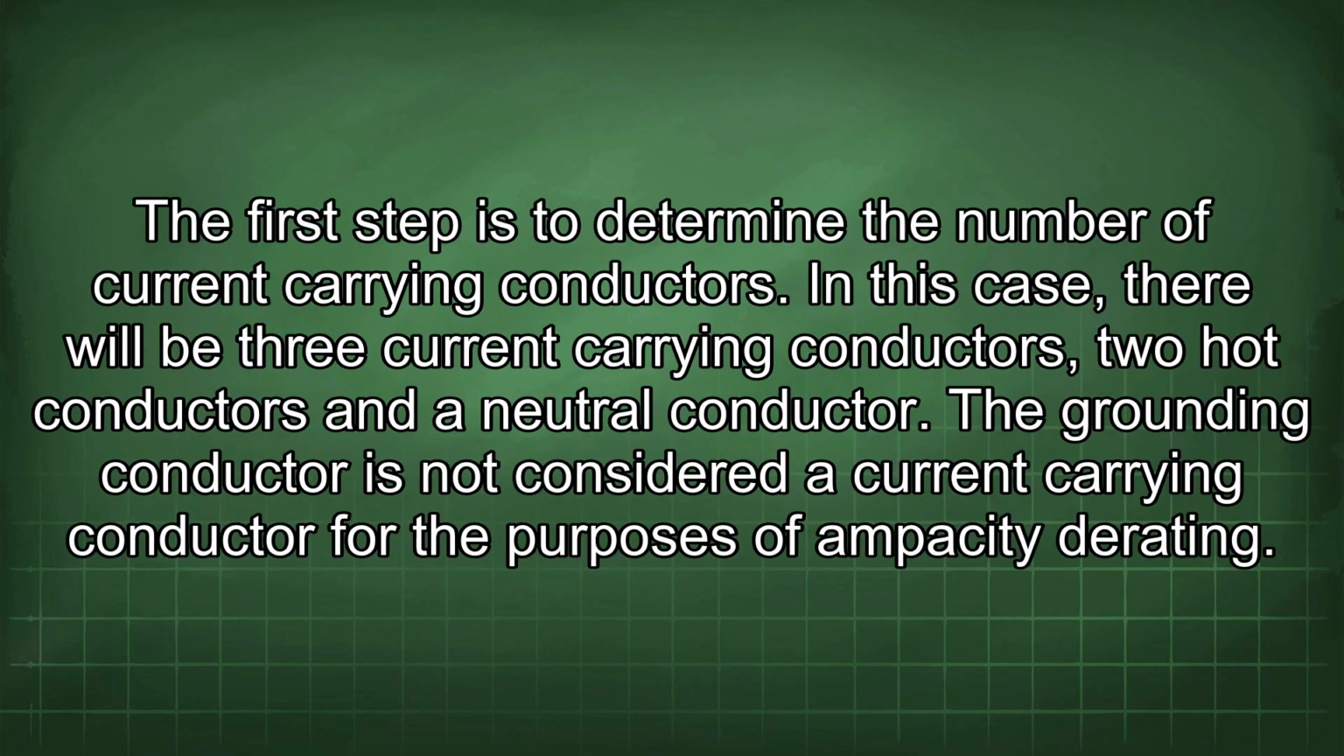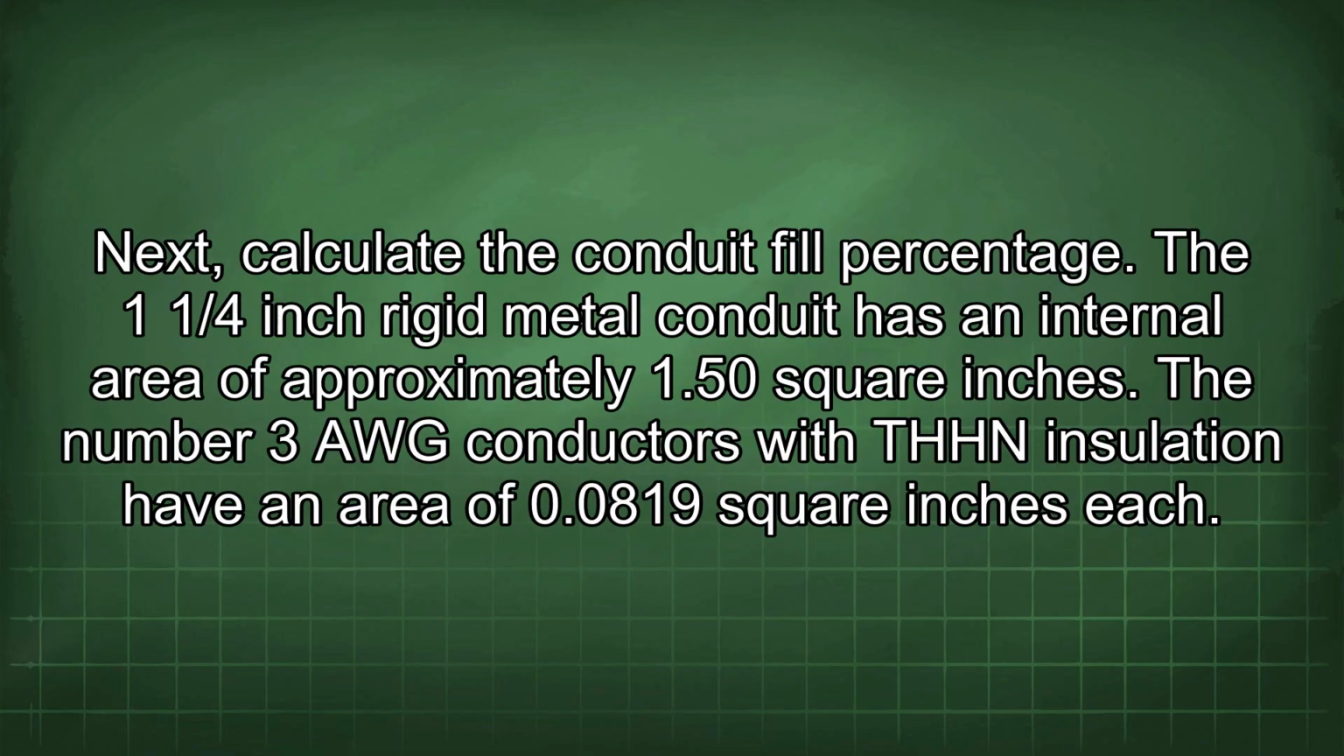The first step is to determine the number of current-carrying conductors. In this case, there will be 3 current-carrying conductors, 2 hot conductors and a neutral conductor. The grounding conductor is not considered a current-carrying conductor for the purposes of ampacity derating. Next, calculate the conduit fill percentage.